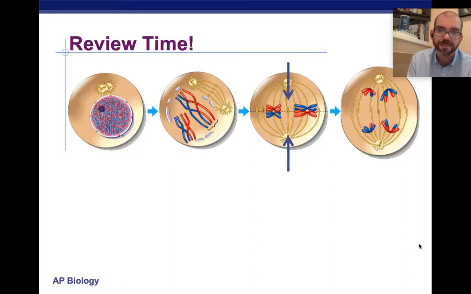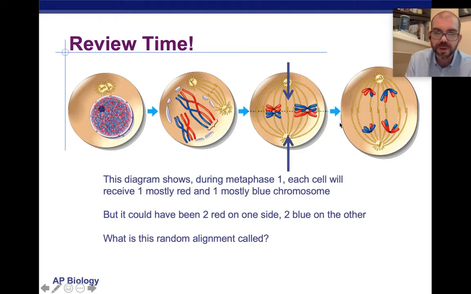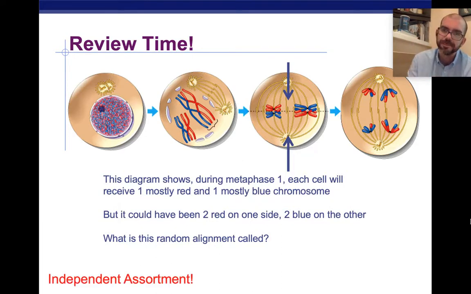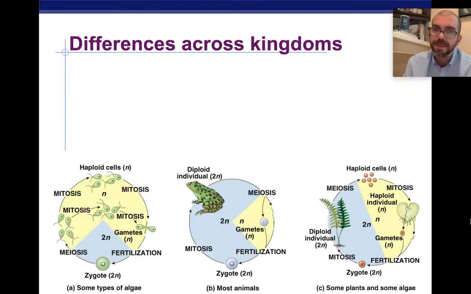Last question. This diagram shows during metaphase 1, each cell will receive one mostly red and one mostly blue chromosome, right? This will receive this, and this will receive this. But it could have been any other way. It could have been 2 blues here and 2 reds here. What do we call that random alignment along the metaphase plate? It's independent assortment. It's one of the 2 main causes of diversity in gametes.